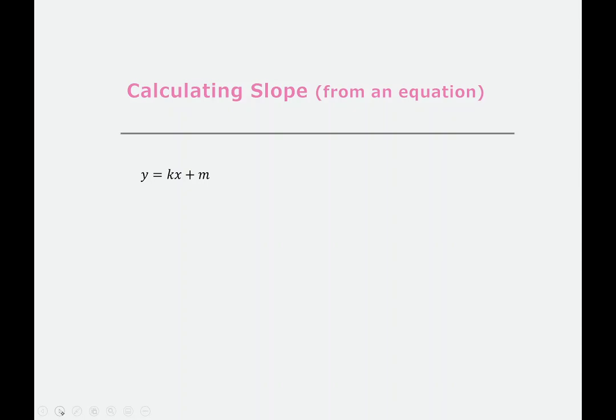Calculating the slope from an equation. Remember, our equation is the slope is equal to the rise divided by the run: our change in our up or down movements divided by our change in our movement horizontally. Here you have an example.